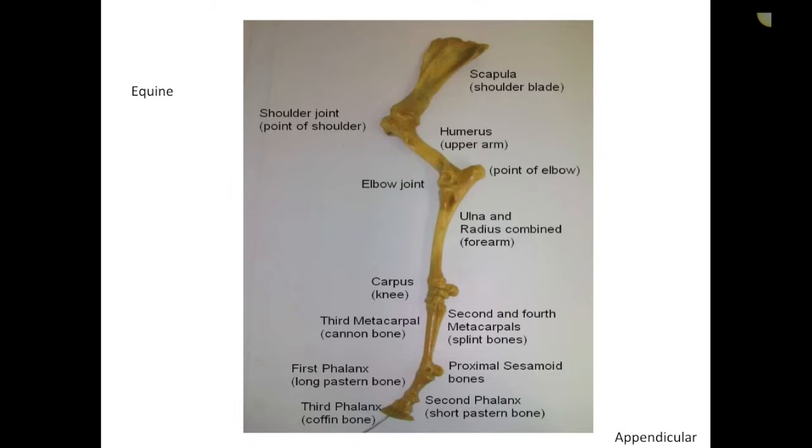Okay, so here's an example of an equine front limb. So we've got the scapula, the humerus, the point of the elbow, which is also called the olecranon, and then the ulna and radius are combined. There's a carpus, which in a horse, it's referred to as the knee, and then we have the third metacarpal, which is also called the cannon bone, and then the second and fourth metacarpals, which are called the splint bones, and those 3 are essentially fused together with a fibrous joint. And then we have the first phalanx, the second phalanx, and the third phalanx, as well as the proximal sesamoid bones, and then distally, which you can't really see on this image, are the distal sesamoid bones as well. Okay, lots of differences, and we'll talk about these a lot in the lab.